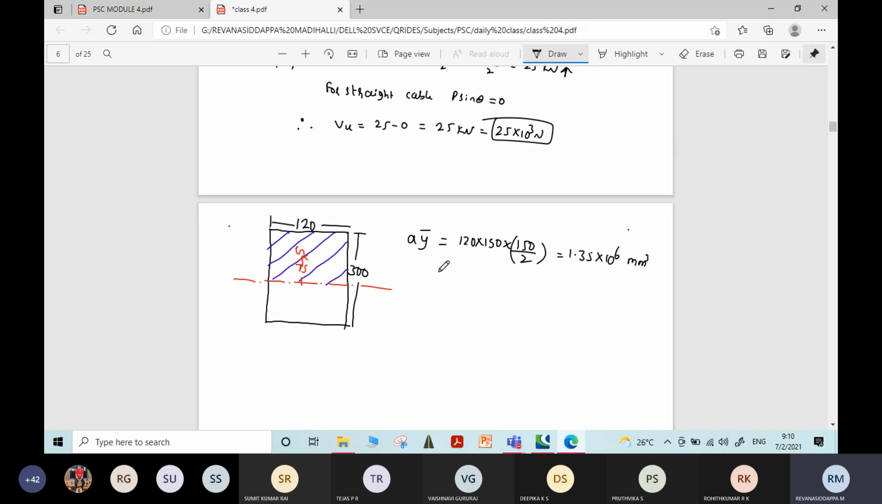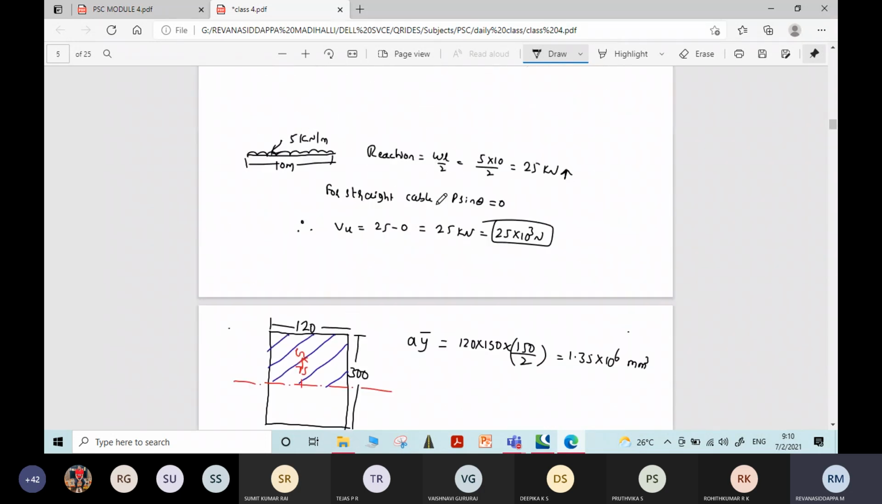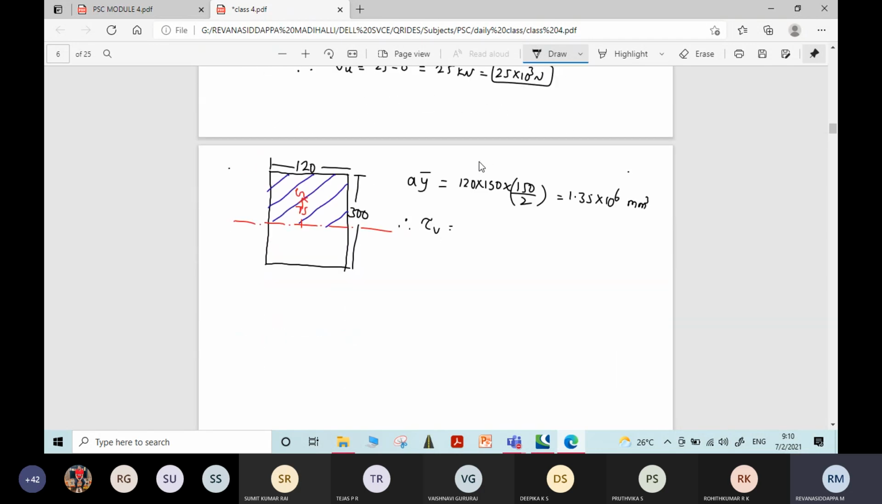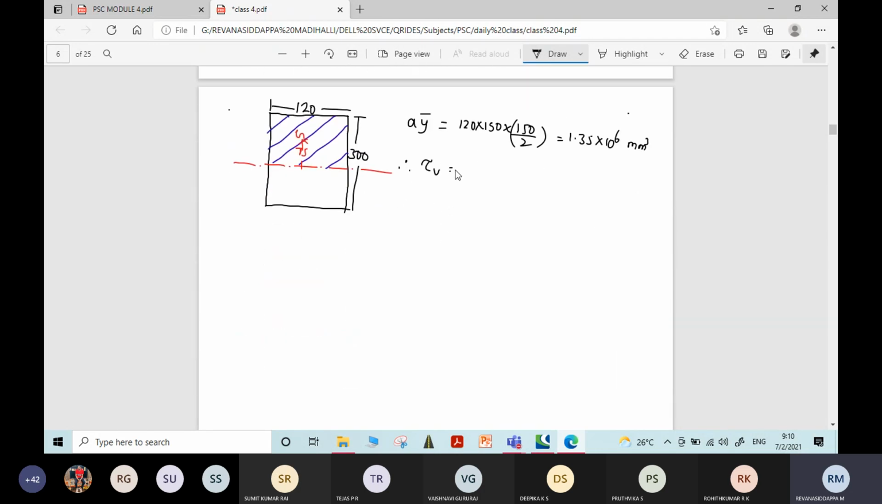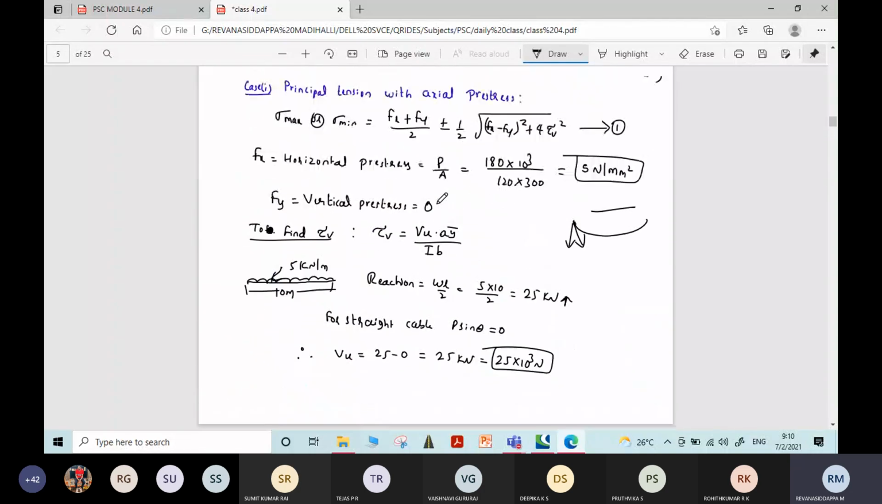Okay. Now you got Vu, you got Ay bar, moment of inertia is known, width of the beam is known. Substitute and get the value of shear stress tau v. Tau v is equal to Vu into Ay bar divided by I b. Vu is 25 into 10 power 3, Ay bar is 1.35 into 10 power 6, divided by I b.